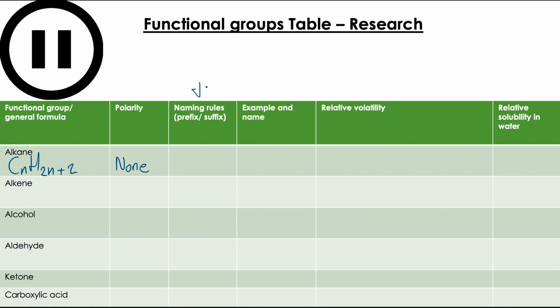We simply add ANE to the end of the molecule's name. So an example of this, I'm just going to pick something quite simple, would be ethane, which is just 2 carbons. Remember, 2 gives us the prefix of eth, and it's an alkane, so it's going to be called ethane. Genius. Next, we're going to describe the relative volatility.